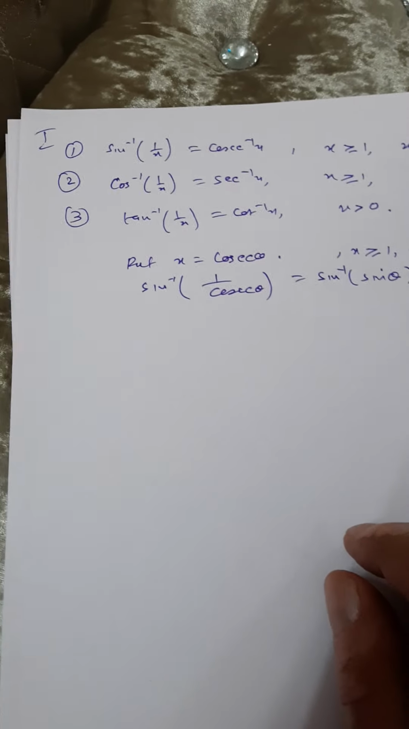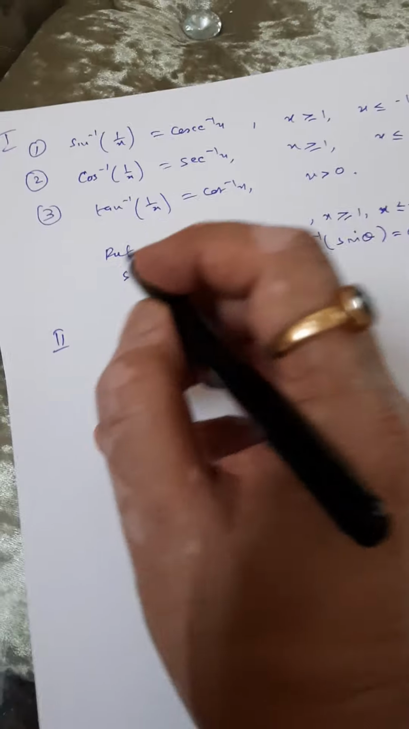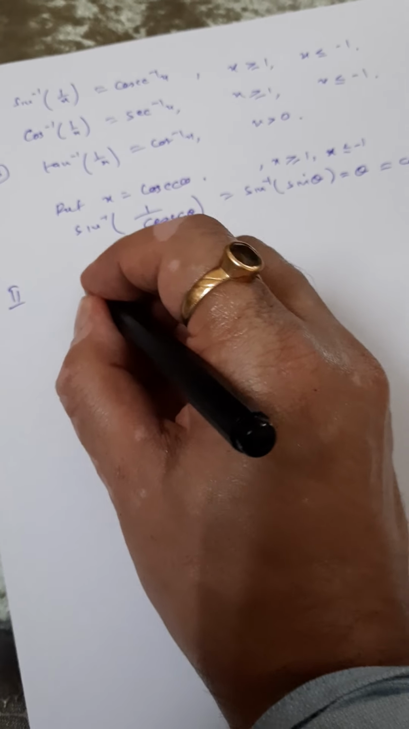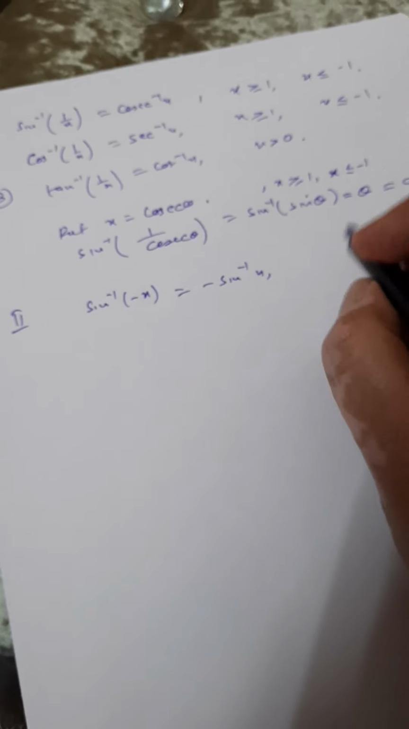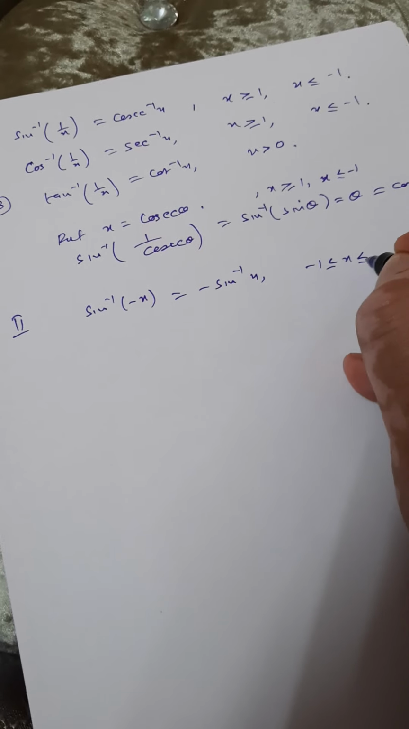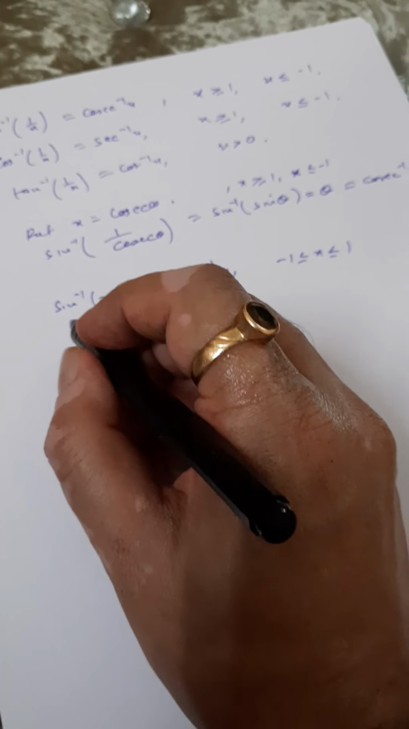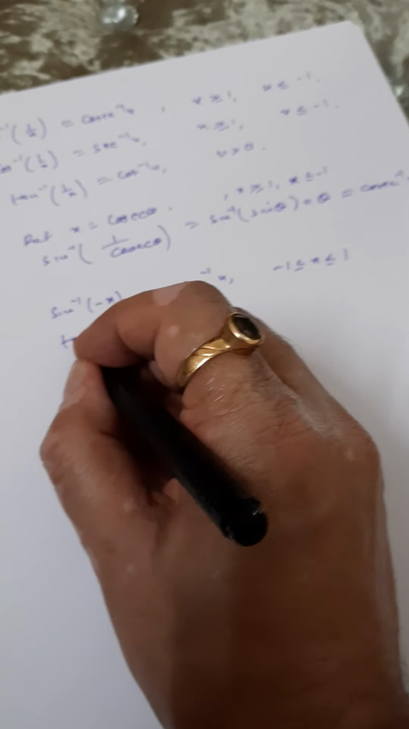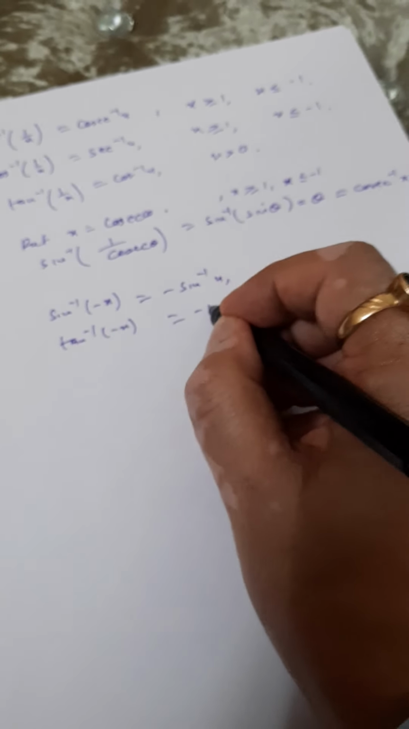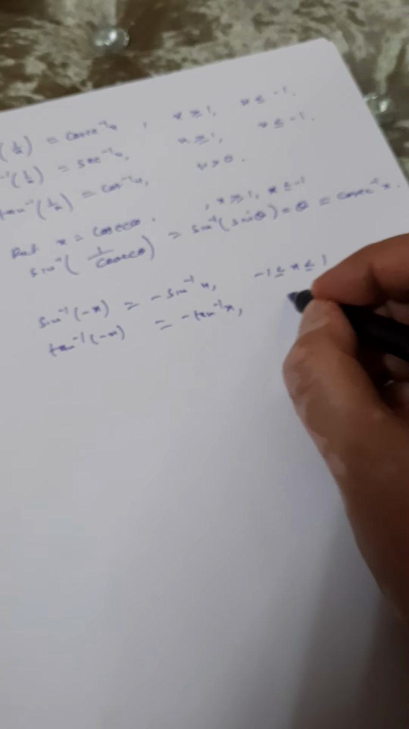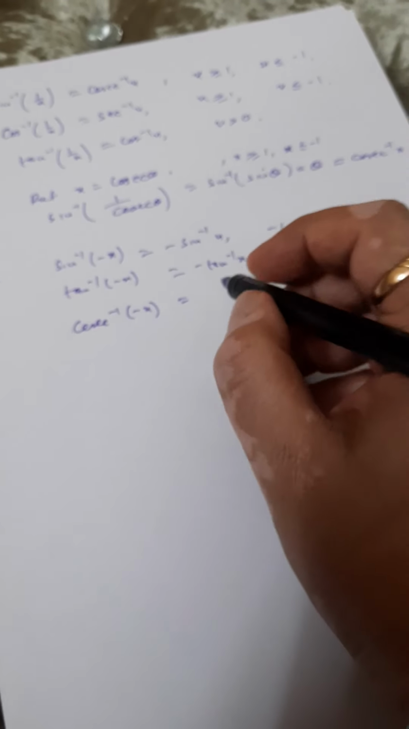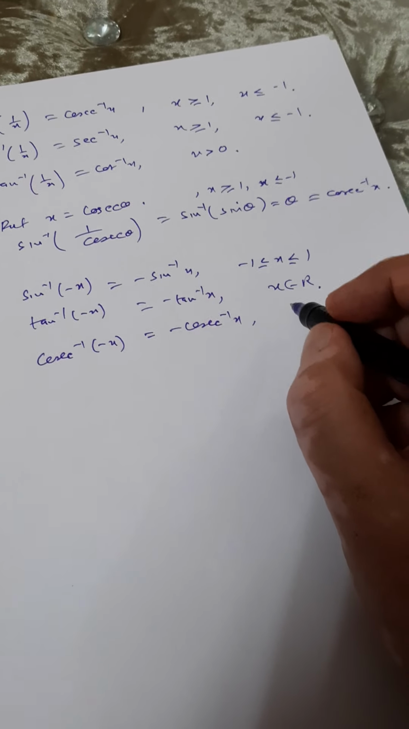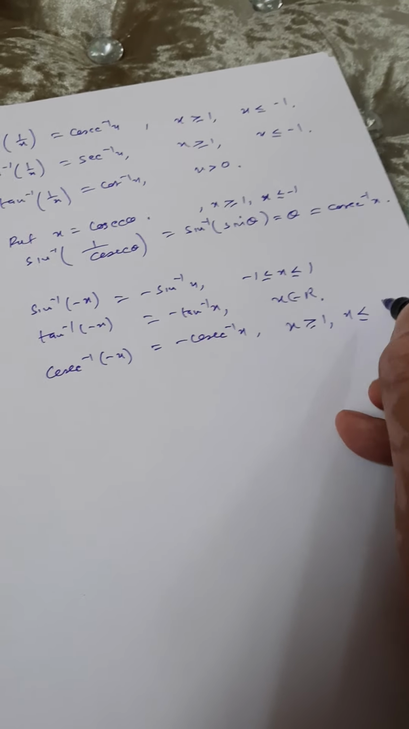Now the second case is: sine inverse minus x is minus sine inverse x, with x lying between minus 1 and 1. Tan inverse minus x is minus tan inverse x, x belongs to R. And cosec inverse minus x is equal to minus cosec inverse x, where x is greater than or equal to 1 and x is less than or equal to minus 1.